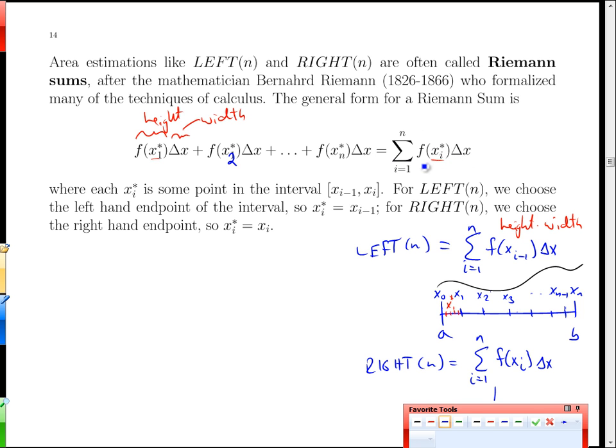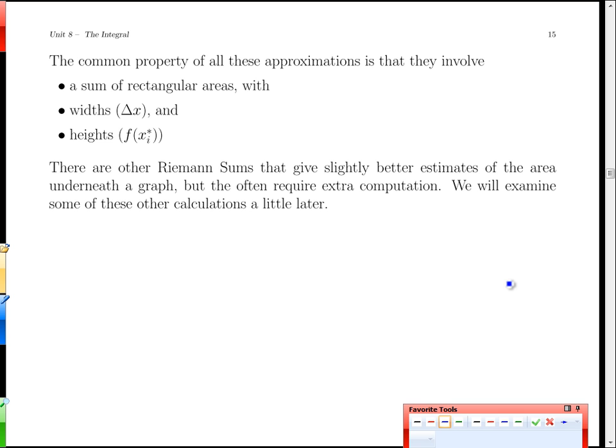They're all trying to achieve the same objective of an approximation to the area underneath a graph. Again, here's that summary. They're all a sum of rectangular areas. They all involve widths and heights. And we're going to see some variations on the left and right rules later on that are also Riemann sums. We won't need them in the long run for the most part, but they play an important role in numerical methods. So we'll explore them a bit later on.